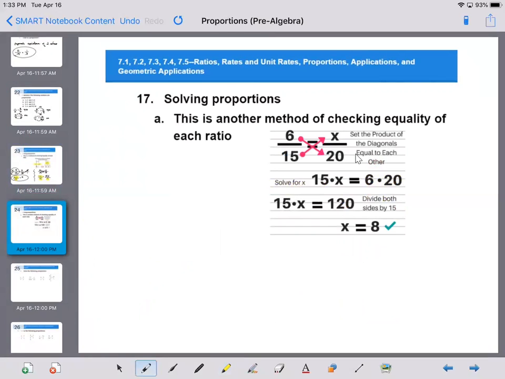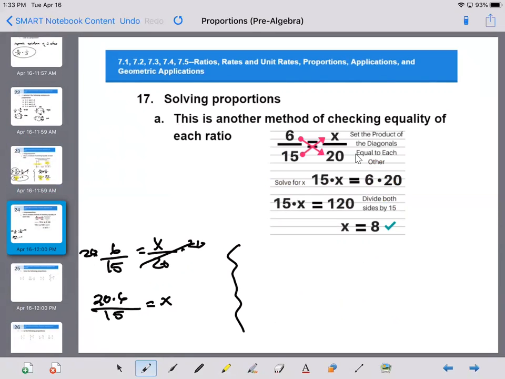So if you've got 6/15 is equal to x divided by 20, if you multiply both sides by 20, you're going to have 20 times 6 divided by 15 to figure out x. Or you can do cross products and say 6 times 20 is equal to 15x, but then you're going to divide by 15. So if you'll notice, the work you get right here is the same as the work that you would get there.